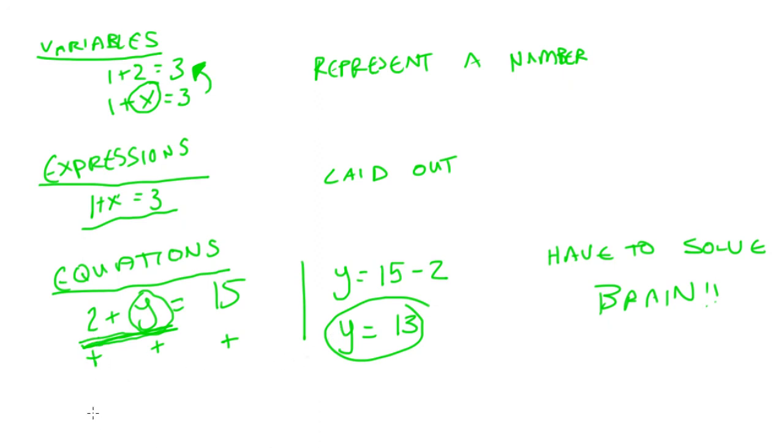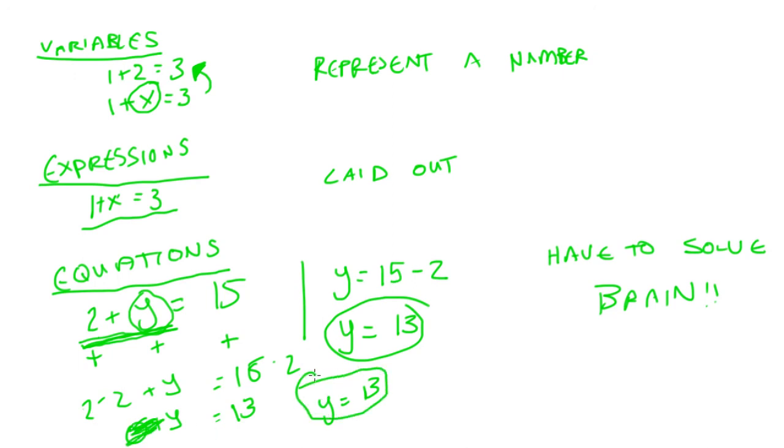we subtract 2 from this side. 2 minus 2 plus y equals 15 minus 2, because that gives us a 0 plus y, which equals 13. And that ultimately just leaves us with y equals 13, because 0 doesn't really mean anything. You can just cross that out. And that's how we really get it.